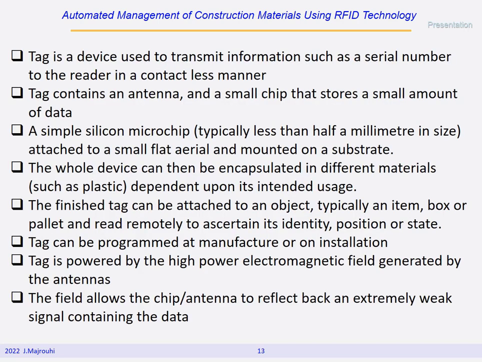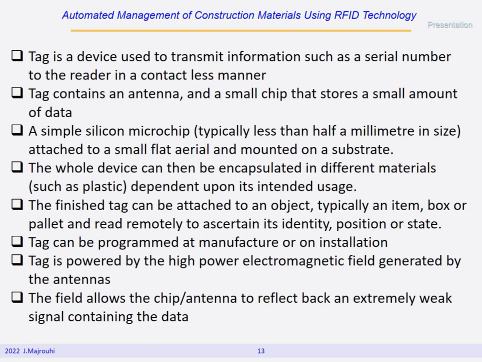Tag is a device used to transmit information such as a serial number to the reader in a contactless manner. Tag contains an antenna and a small chip that stores a small amount of data. A simple silicon microchip attached to a small flat aerial and mounted on a substrate. The whole device can then be encapsulated in different materials dependent upon its intended usage. The finished tag can be attached to an object, typically an item, box, or pallet, and read remotely to ascertain its identity, position, or state.